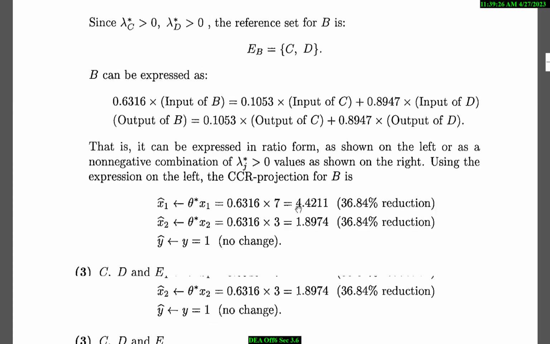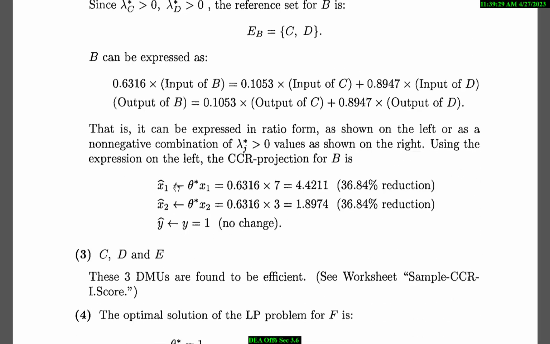And similarly, we can find the CCR projection for B, as you can see from here, and this shows how we can reduce the inputs or increase the outputs. Here, of course, there is no change in the output, but the inputs can be reduced about 37%.